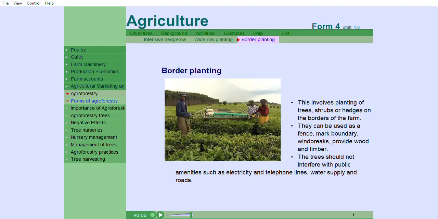Border planting. This involves planting of trees, shrubs or hedges on the borders of the farm. They can be used as a fence, mark boundary, windbreaks, provide wood and timber. The trees should not interfere with public amenities such as electricity and telephone lines, water supply and roads.